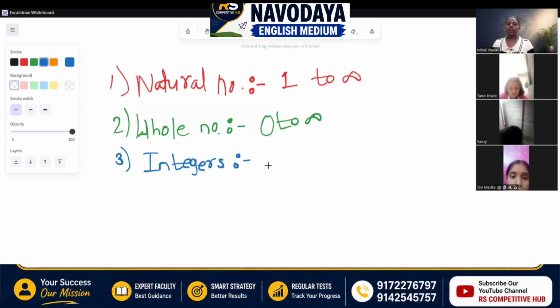And in integers, what are we having? Positive number, negative number, and positive. Yes, negative number and positive number. Then quickly give me the note for all the three.